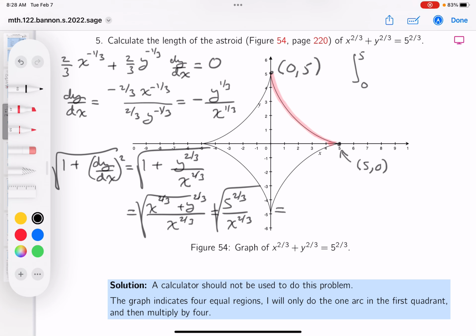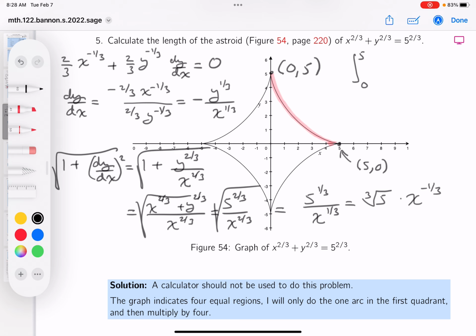This thing turns out to be pretty simple. It's 5 to the 1/3, and the bottom is x to the 1/3. I'm going to write that a little differently. I'm going to write it as the cube root of 5 times x to the minus 1/3. So this is going to be the arc length. I'm going to put down that this is going to be the cube root of 5.